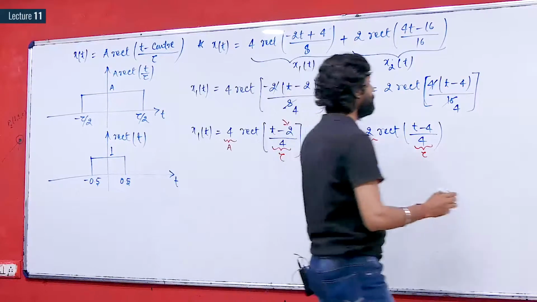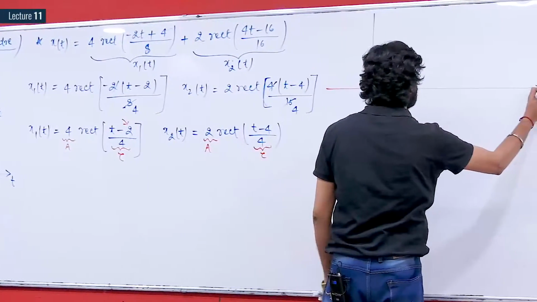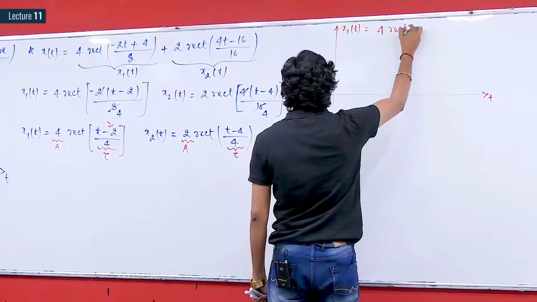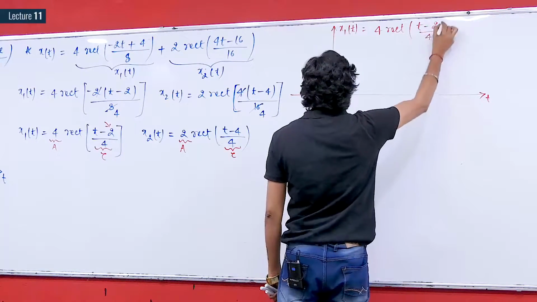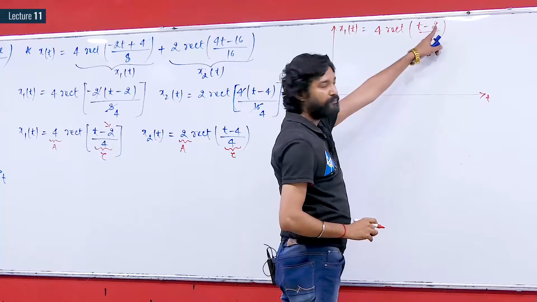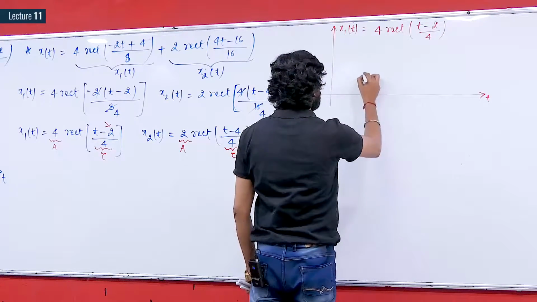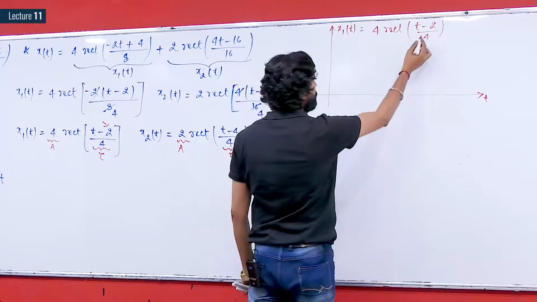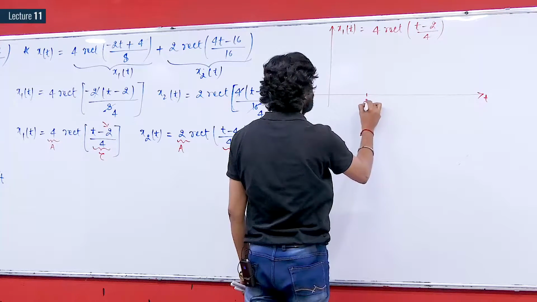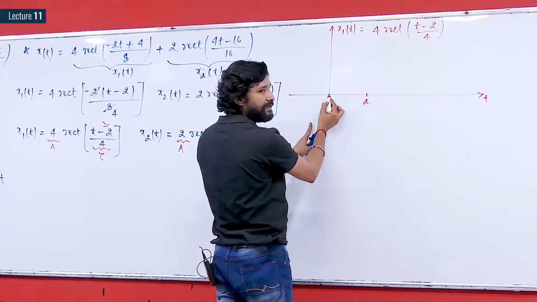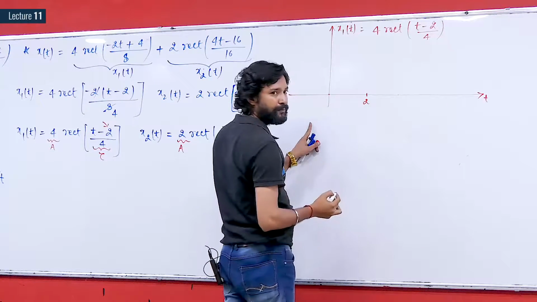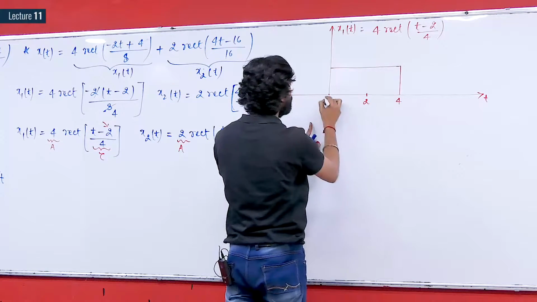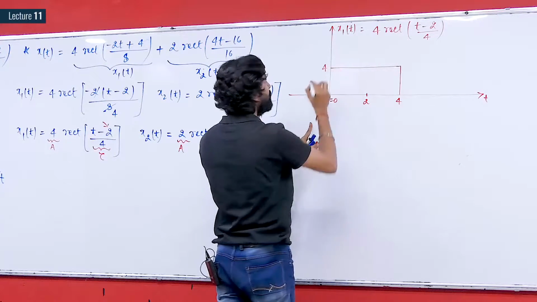So representing these two functions, first we represent signal x1 of t, that is 4 rectangle of t minus 2 divided by 4. This rectangle is centered at plus 2, having total width 4. So we have plotted a rectangle having total width 4. It means if you center a rectangle at t equal to 2, then it will have width 2 on the left hand side of this point and 2 on the right hand side. So this rectangle will exist between 0 and 4 seconds. The value of t is equal to 4 seconds here, t is equal to 0 here, and the amplitude is going to be 4.